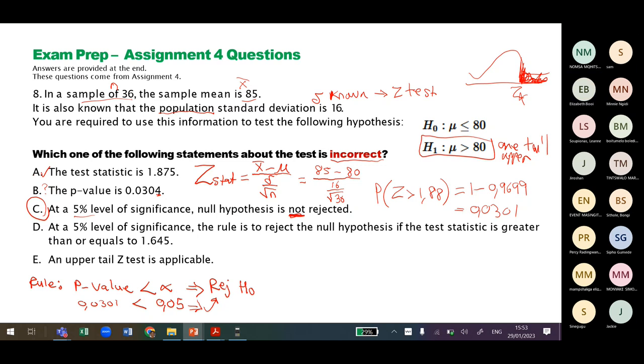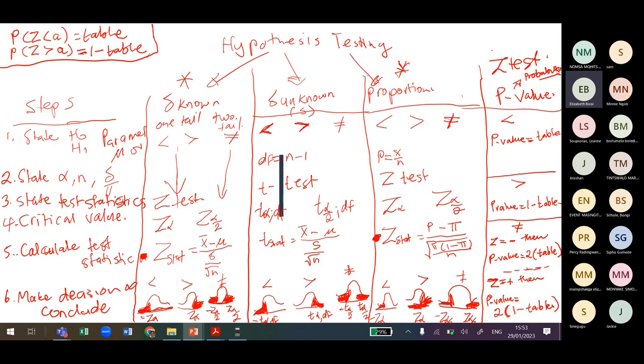Number D says at 5% level of significance, the rule is to reject the null hypothesis if the test statistic is greater than or equals to 1.6455. Now, let's find that out. This is based on the critical value and the test statistic. It says, if our test statistic is greater than, we reject the null hypothesis. So let's test that scenario.